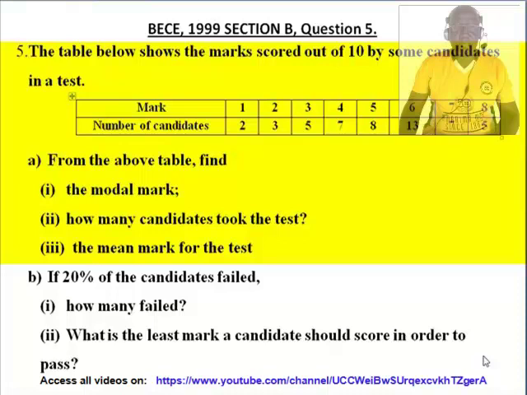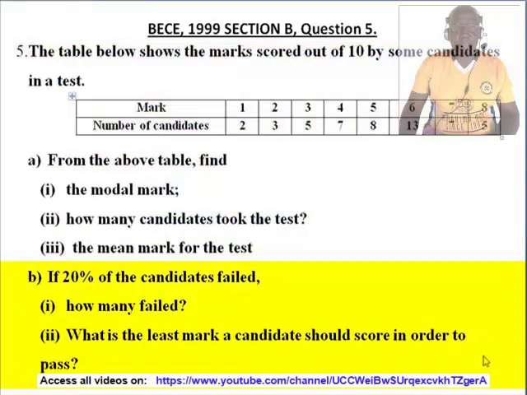5a. From the above table, find (i) the modal mark, (ii) how many candidates took the test, (iii) the mean mark for the test. 5b. If 20% of the candidates failed, (i) how many failed? (ii) What is the least mark a candidate should score in order to pass?